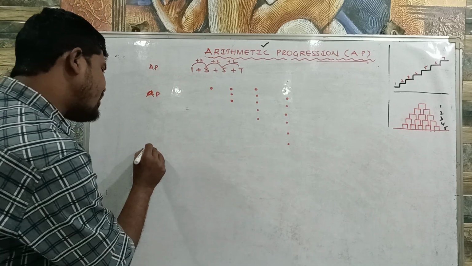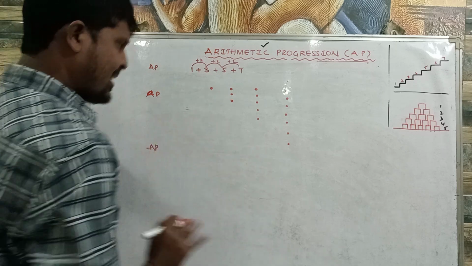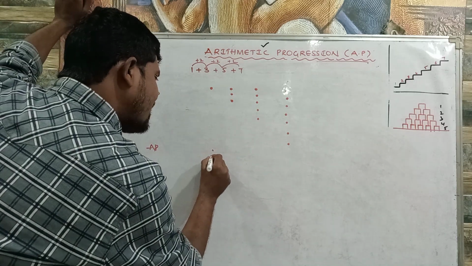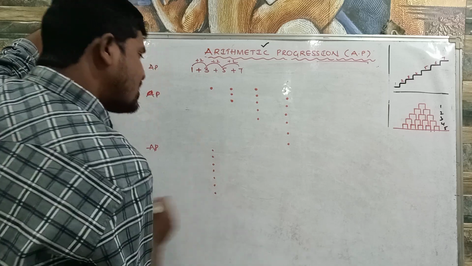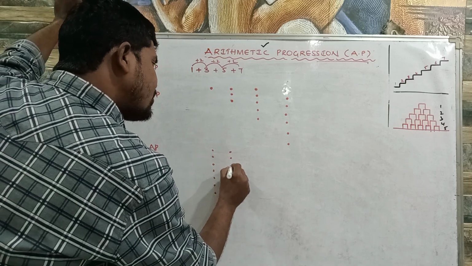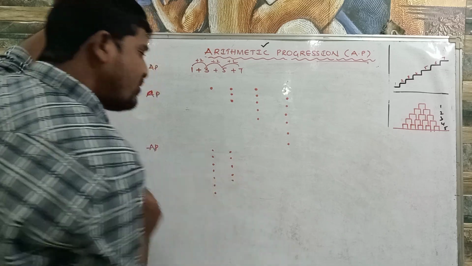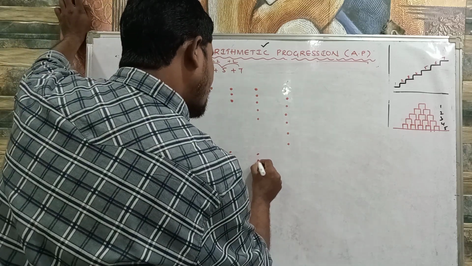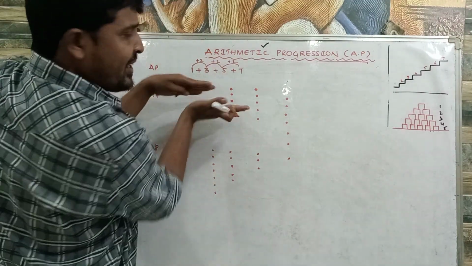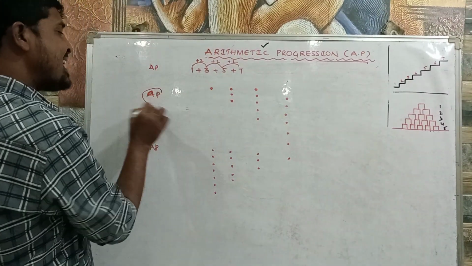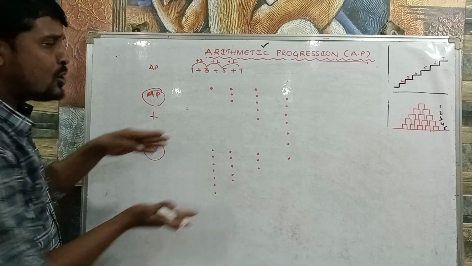I'm going to write the AP again, but in a reverse manner. See in what way I'm going to write: 7 dots, 5 dots, 3 dots and 1 dot. Now, I'm going to join them together. I'm going to add them. This AP and this AP are going to be joined.